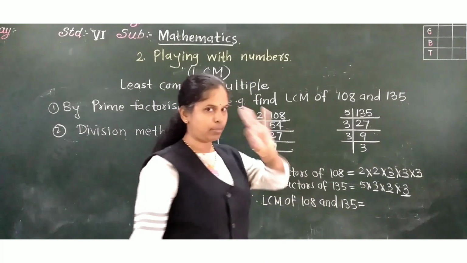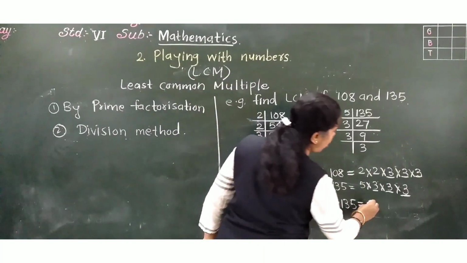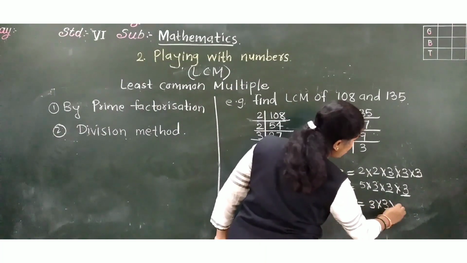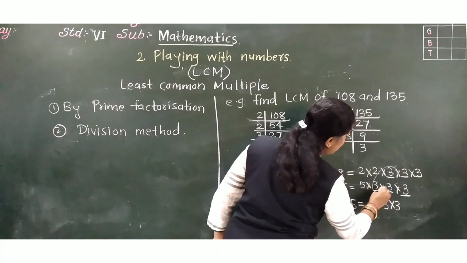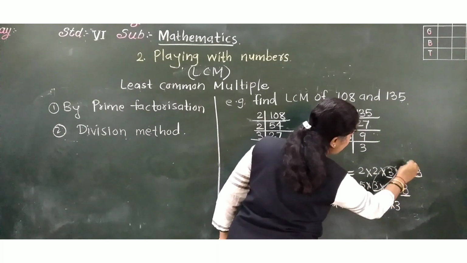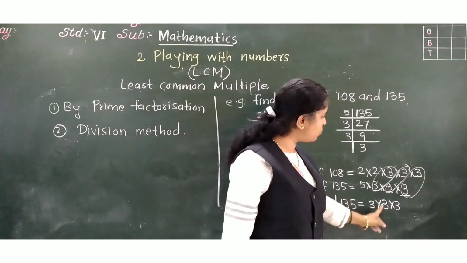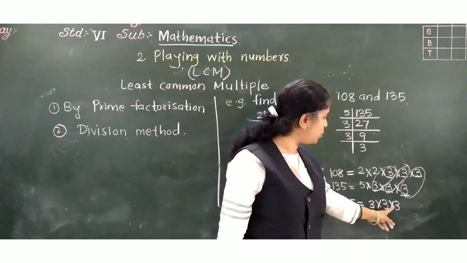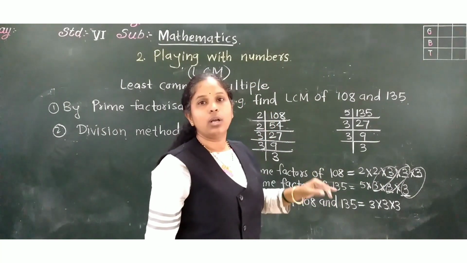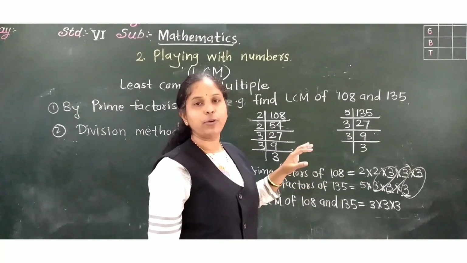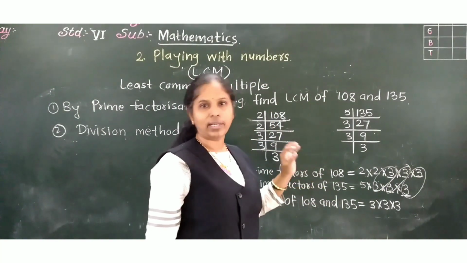3 comes 3 times, correct? So that common factor I will write 3 times only. See here, this one pair, and this one pair. So write that one time only. 3 into 3. Now, in LCM, we have to take the uncommon factors also.